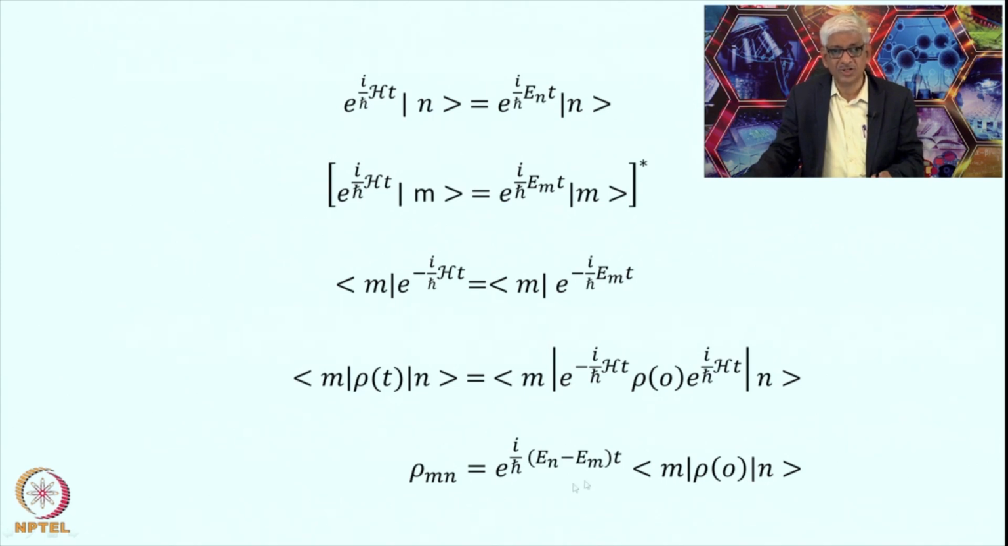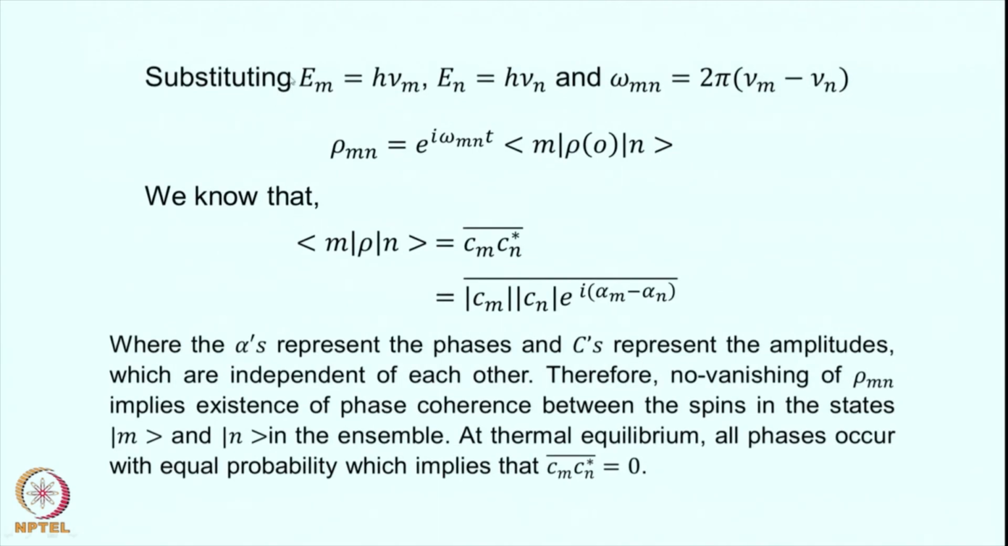Now we notice this is the energy difference between the two states n and m. Okay. So now if I write Em equal to h nu m, where nu is the frequency and h is Planck's constant, and En equal to h nu n, and I define omega mn equal to 2 pi (nu m minus nu n), this is now in radians, while these are frequencies in hertz. So if I put that in here, rho mn is equal to e to the i omega mn t and this matrix element m rho 0 n.